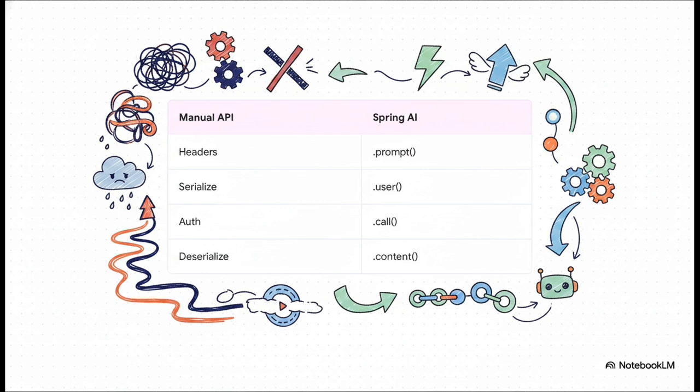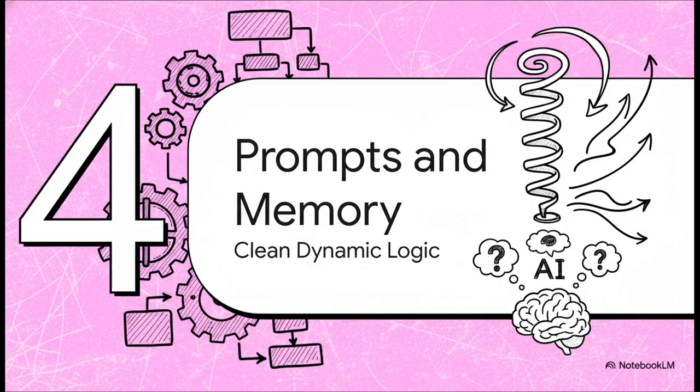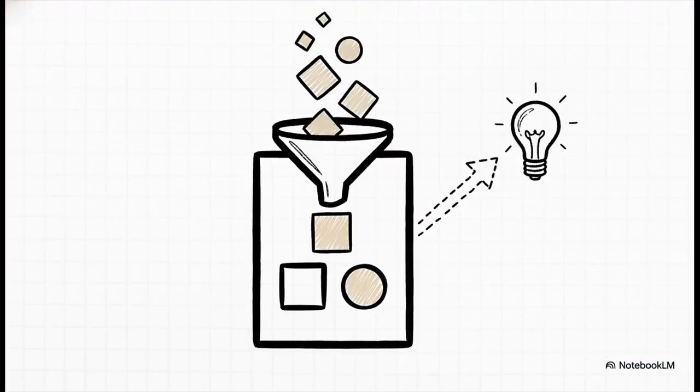Boom, done. It is brilliantly simple and feels just like web client. Next up, Section 4, managing prompts and memory. Look, as you build real applications, you just can't keep hard-coding your AI prompts as raw strings in your Java classes. It turns into a giant, messy puzzle really fast.